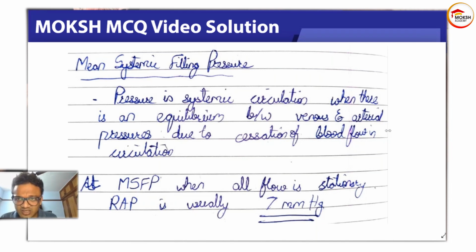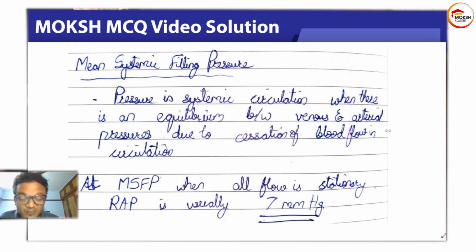Pressure in the systemic circulation when there is an equilibrium between venous and arterial pressures. Okay, both ends have equal pressure. There is equilibrium, when both of them attain the same pressure due to cessation of blood flow. When does this occur? When the venous and arterial systems both have the same pressures, when the heart is not pumping, or there is some sort of cessation of blood flow. That is called mean systemic filling pressure. Got it? Screenshot this.